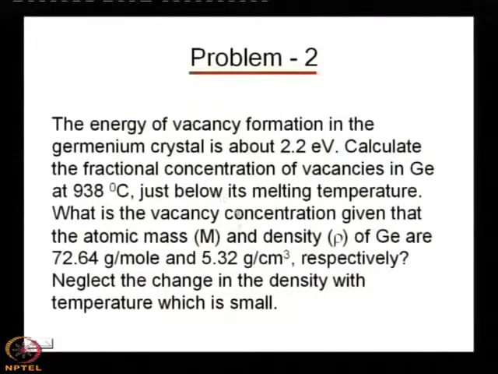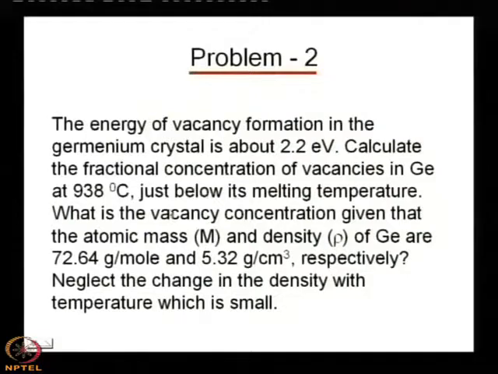So, let us take another example. This example is related to a covalent crystal, germanium. The energy of vacancy formation in the germanium crystal is about 2.2 electron volt. Calculate the fractional concentration of vacancies in germanium at 938 degree centigrade, just below its melting temperature. What is the vacancy concentration given that the atomic mass and density of germanium are 72.64 gram per mole and 5.32 gram per centimeter cube respectively? Neglect the change in the density with temperature, which is small.